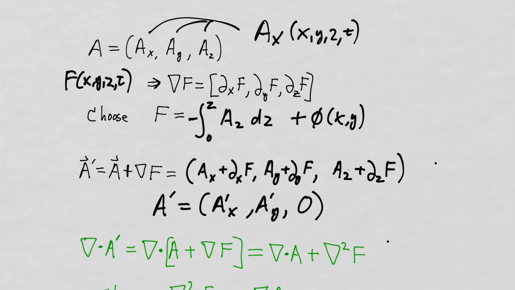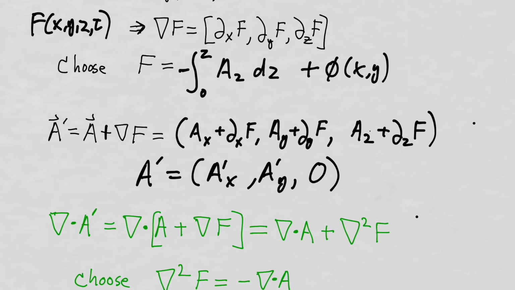So f still has this ambiguity in it, but the partial derivative of f with respect to z is going to be minus Az by the fundamental theorem of calculus, right? So when I transform the vector potential A to A prime by adding this gradient vector field, the gradient of f, I'm going to get Ax plus the partial derivative of f with respect to x, and likewise Ay plus the partial derivative of f with respect to y, and Az plus the partial derivative of f with respect to z.